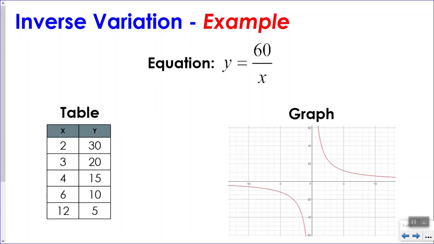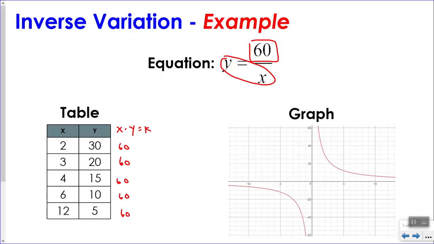So this is what the inverse variation looks like. We're always going to have this y and this x here, and we're going to fill in our constant of variation. In the table now, if I look at my product for that constant of variation, we're going to have a constant product all the way down.